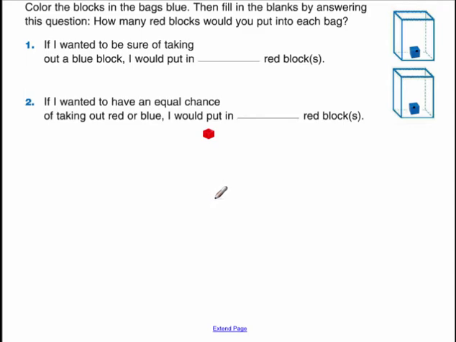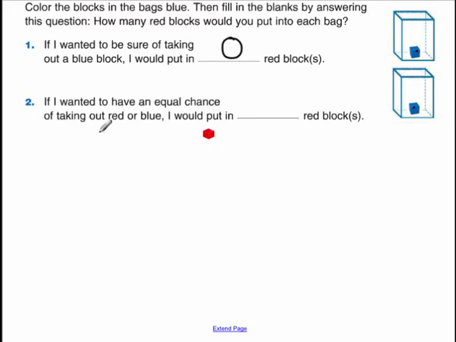What do you think, Mrs. McPhail? Well, I'm thinking that if you want to be sure of getting that blue block, you can't have anything else messing with that blue block. So to me, you can't put any red blocks in there. You're absolutely right. I thought that would trick you, but it didn't. Phew. You got it. Oh, good job. All right, let's look at number 2.